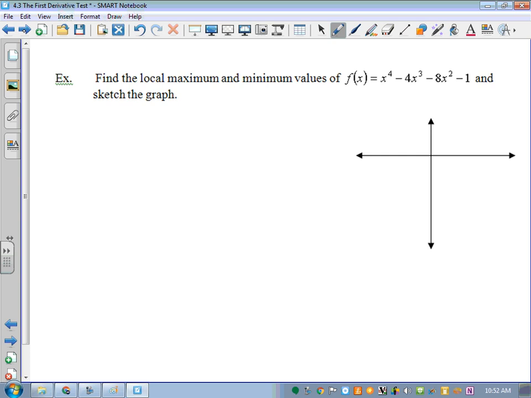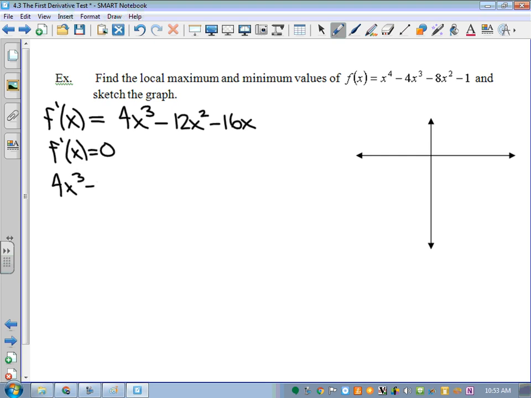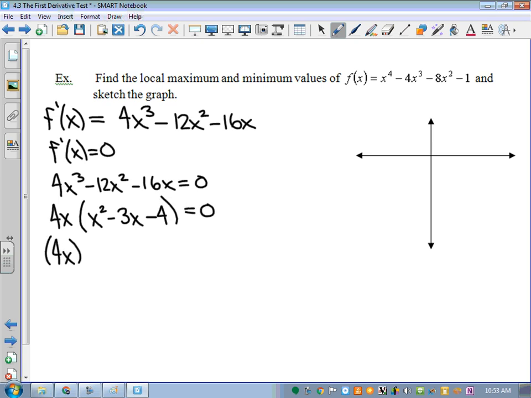So f prime of x is 4x cubed minus 12x squared minus 16x. We are going to solve when f prime of x is equal to 0. 4x cubed minus 12x squared minus 16x is equal to 0. We need to do some factoring here. I can factor a 4x out. That leaves me with x squared minus 3x minus 4. Then I can further factor that quadratic. So my factors are 4x times x minus 4 times x plus 1, which means we have 3 critical numbers.